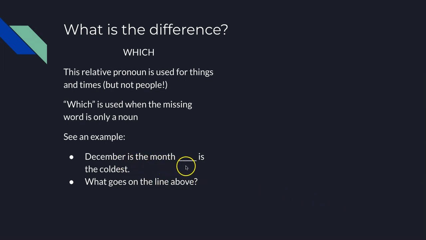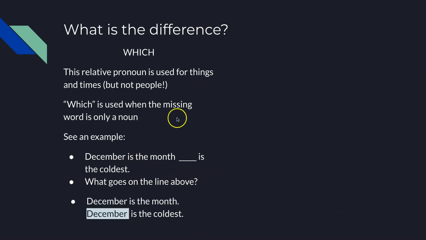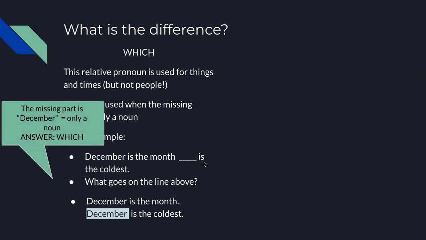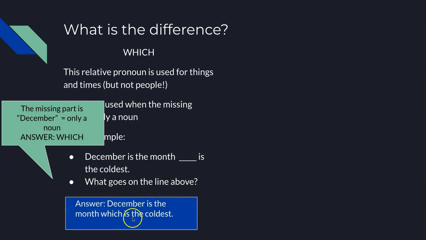December is the month, is the coldest. What goes in this line? December. December is missing here to make the second clause make sense. That means that if we combine these 2 sentences together, in this line, we would put which, because only December, only a noun is missing. So the correct way would be December is the month which is the coldest.